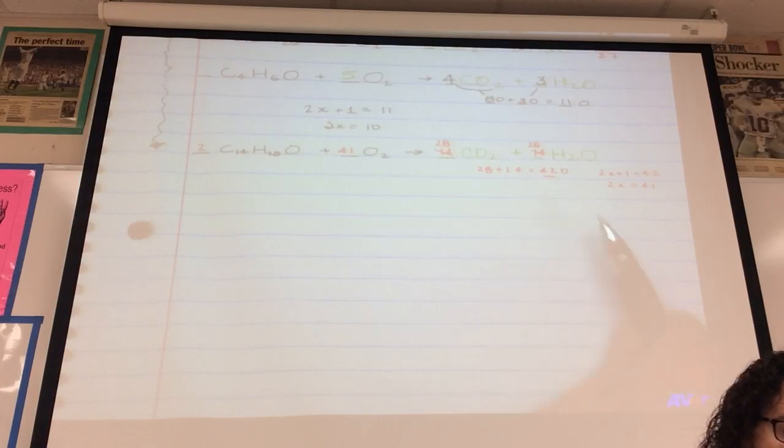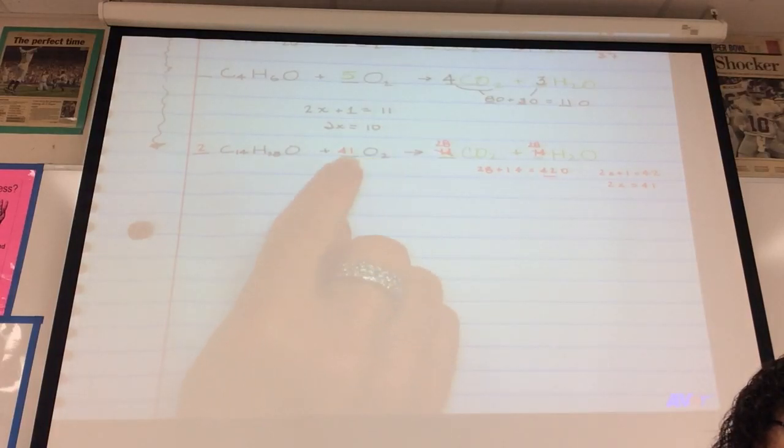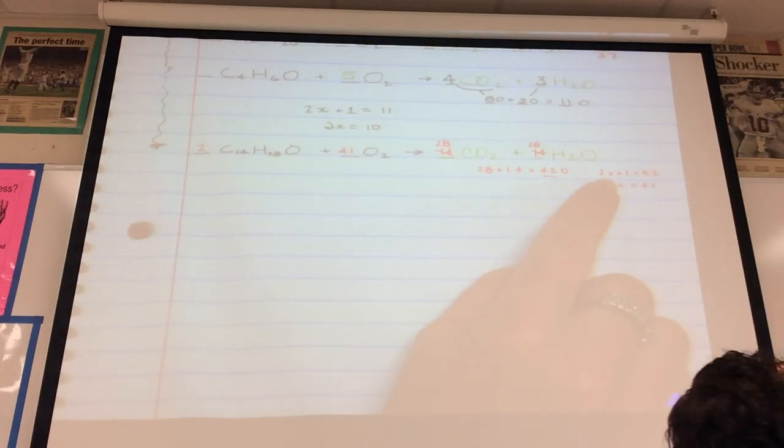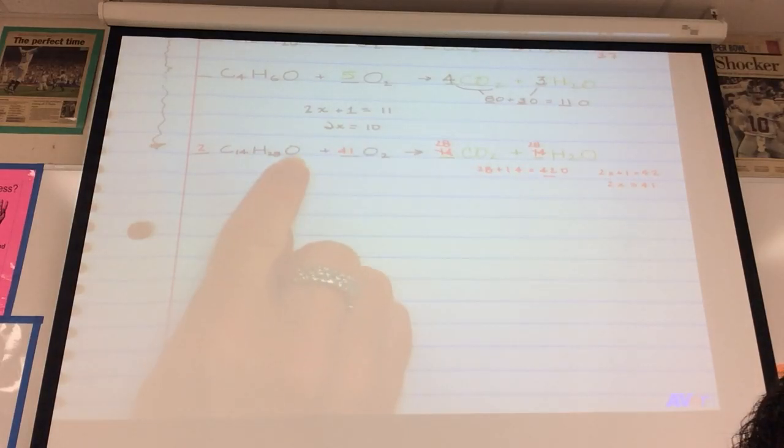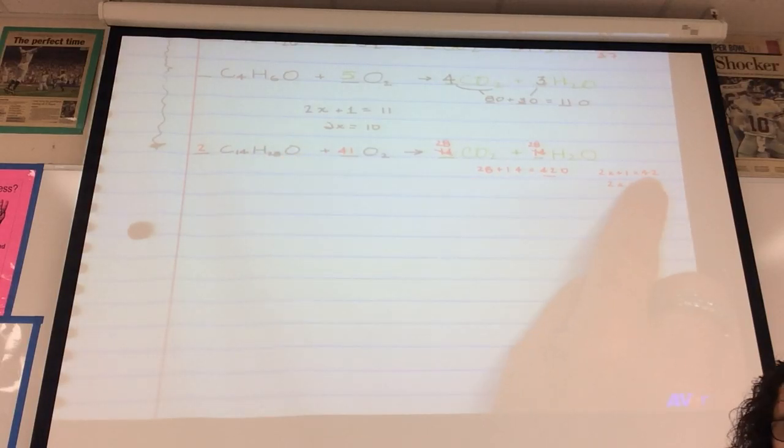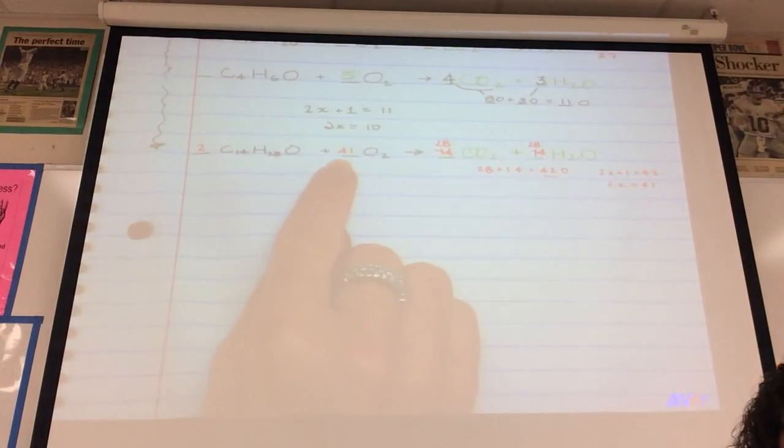Okay. Did you have 42 O's on the right side? Yes. Okay. At that point, it's 2 times some coefficient, which I'm calling X, plus the 1 O that's here, set equal to the total on the right side. So I had 2x plus 1 is 42. I subtract 1 from both sides. I get 2x is equal to 41. And I initially would have had 41 halves here.